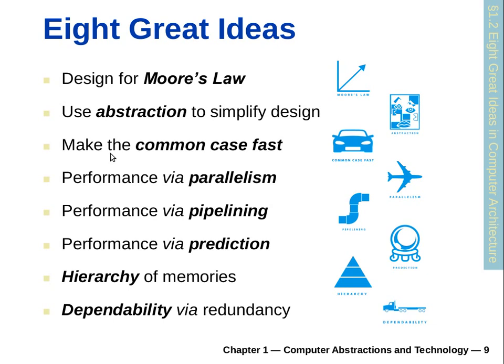The next one is make the common case fast. So you start with the basic and then improve on that. Basically, that's the progression. Next is you can improve performance by parallelism. So we have the power wall, where you can no longer pack more and improve the processing speed because of the limitation of the power wall. So instead you add multiple cores. So that's parallelism.